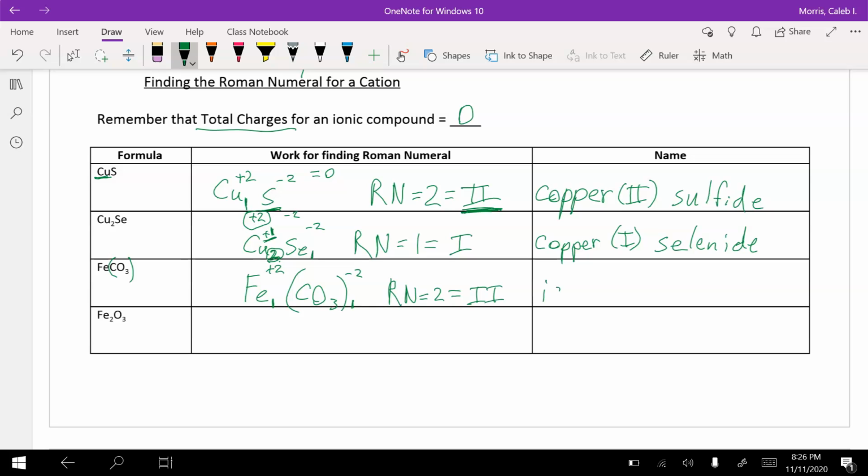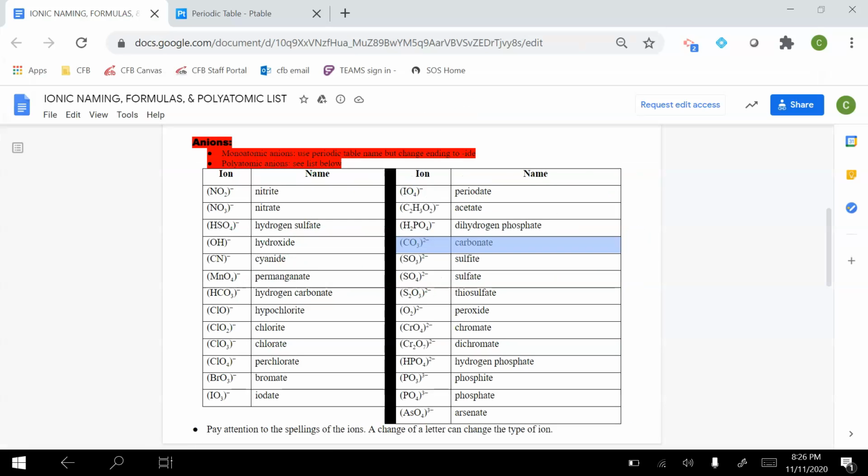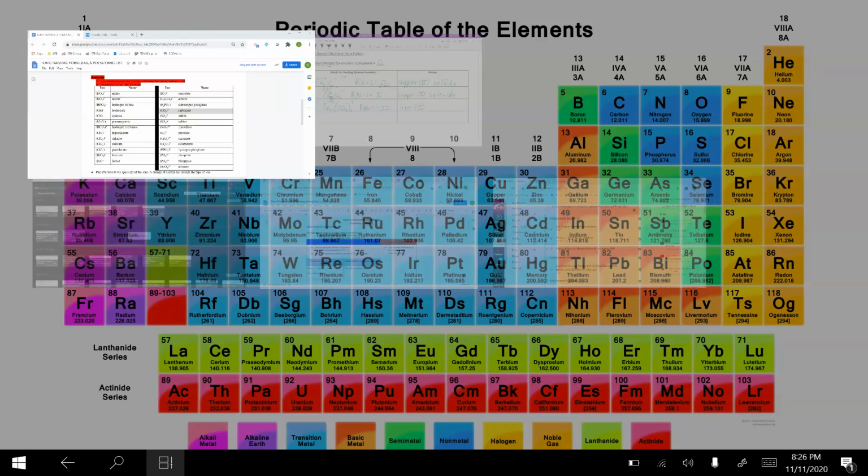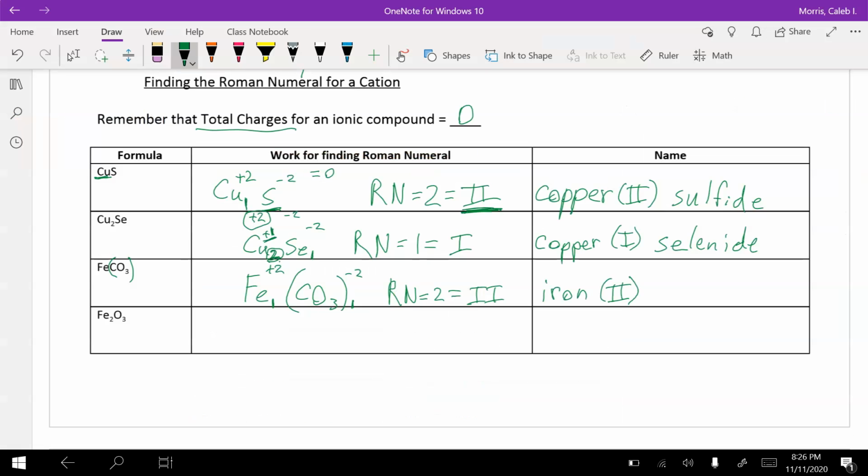So this is iron 2, and then CO3 was called carbonate. That's the name for it. You see highlighted in blue, CO3 is called carbonate. Iron 2 carbonate.